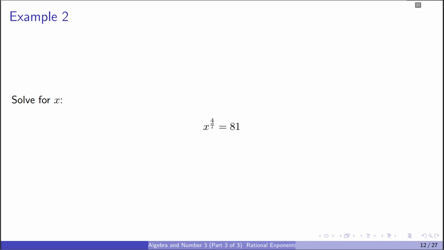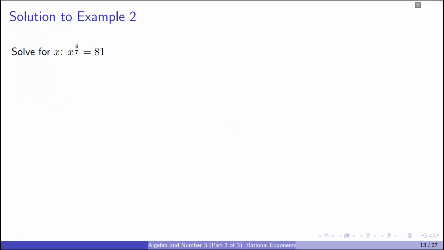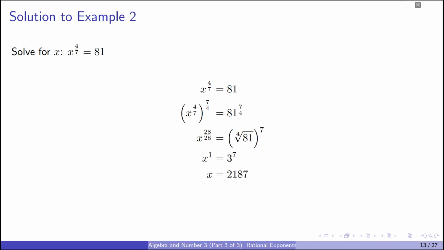Here we want to solve for x. Well, an exponent raised to an exponent, you multiply those exponents together. So if we want to get x to the 1, when we have x to the 4 over 7, we raise the whole thing to the exponent 7 over 4. What we do to one side, we have to do to the other. The left-hand side becomes x to the 28 over 28. That's x to the 1. The right-hand side, it's the 4th root of 81 raised to the 7. The 4th root of 81 is just 3. So x is 3 to the 7, or 2,187.